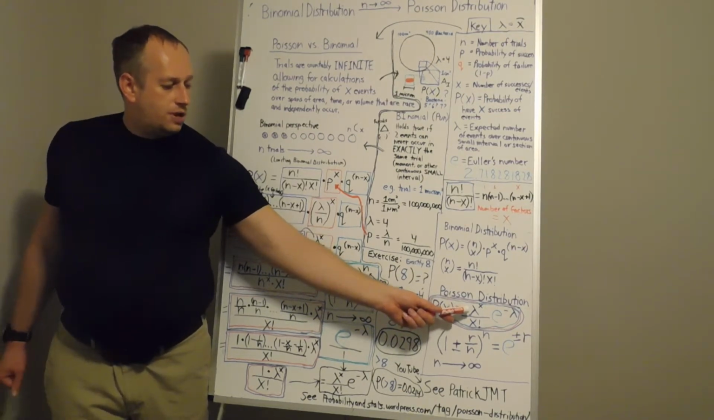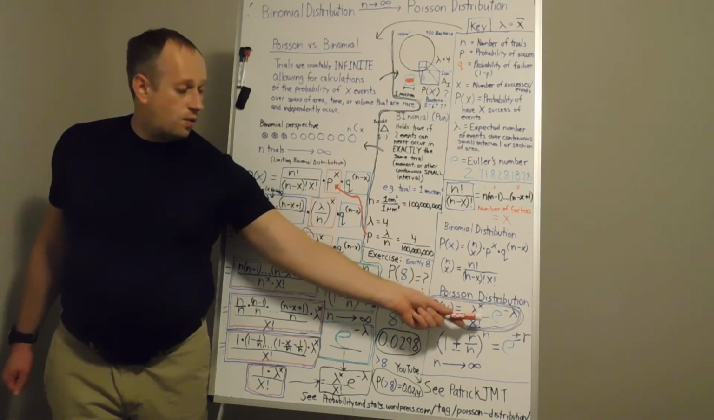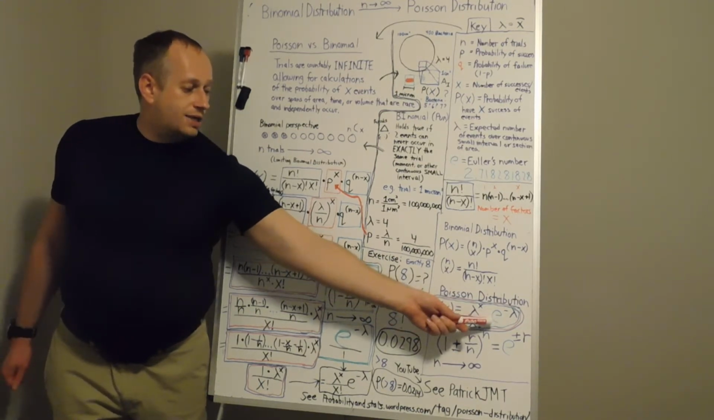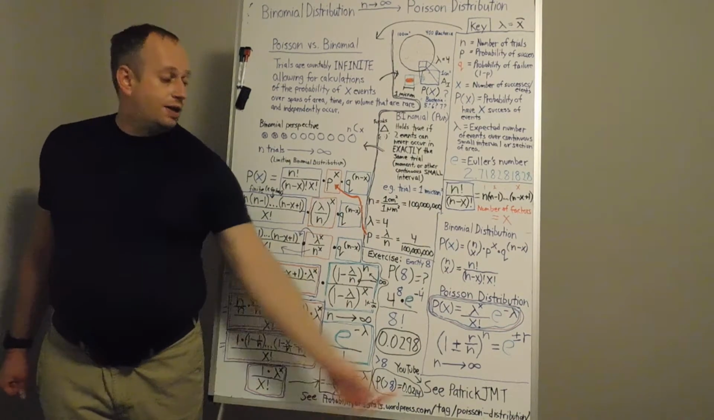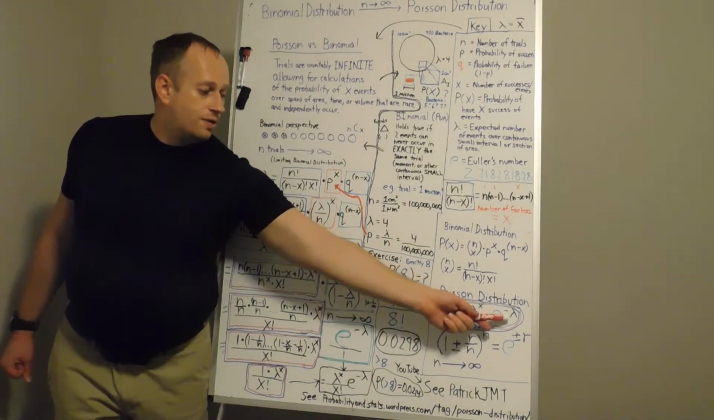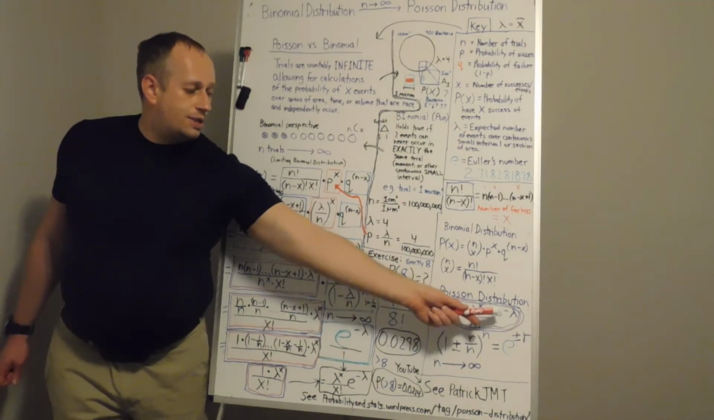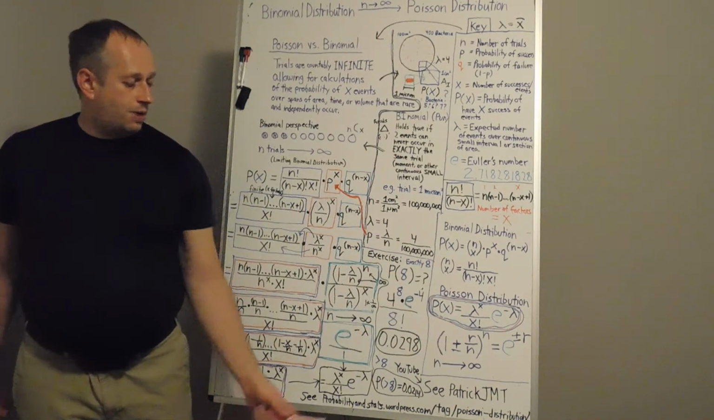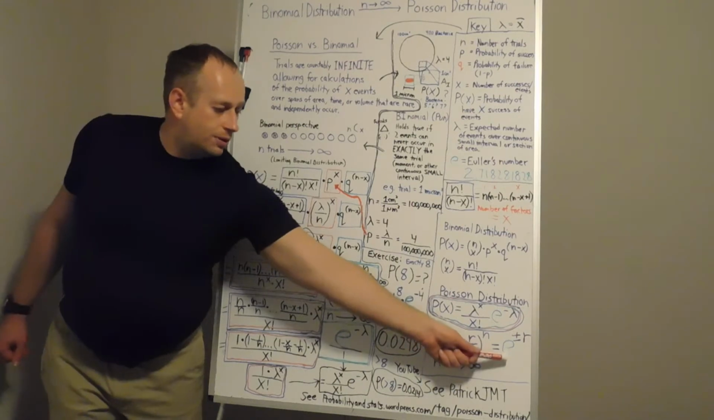You raise the number that you expect to have to the number that you're looking for. You divide by the number that you're looking for, factorial, and you multiply it by Euler's number raised to the negative expected number of events. So basically this Euler's number raised to the negative lambda is actually in the denominator, if you think about it that way. And E is a special number.